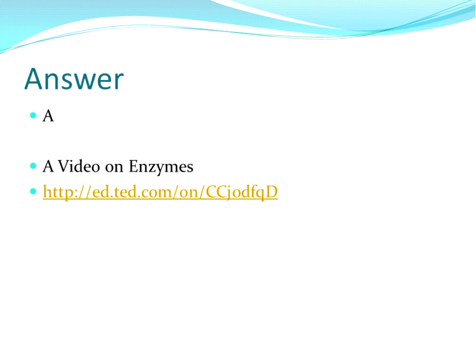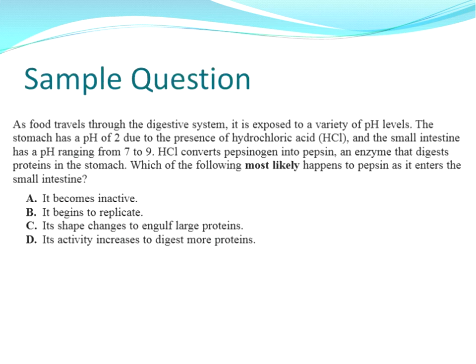All right, last question for you guys before we get into it, for the end of today. As food travels through the digestive system, it is exposed to a variety of pH levels. Stomach has a pH of 2, and the small intestine has a pH of 7 to 9.